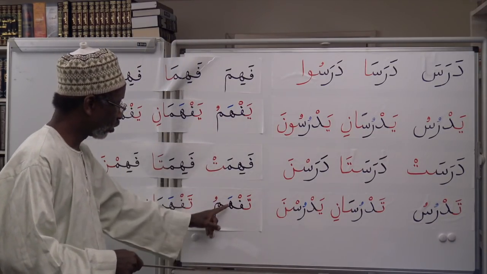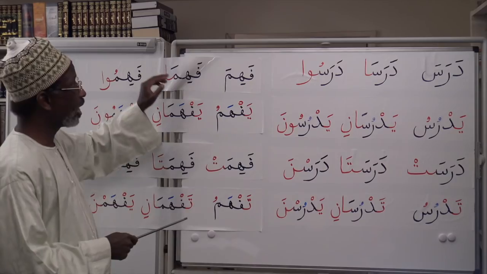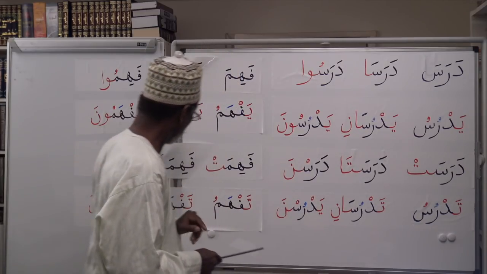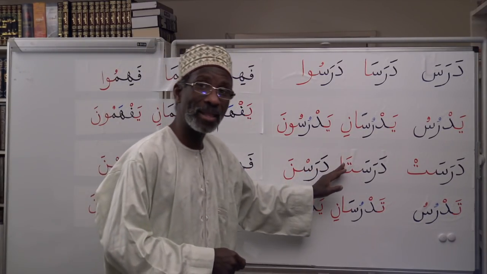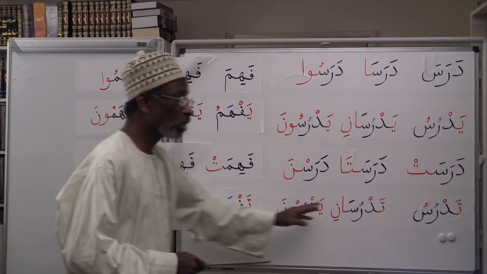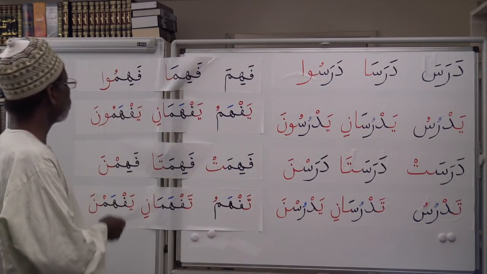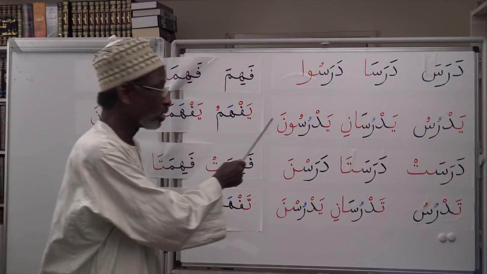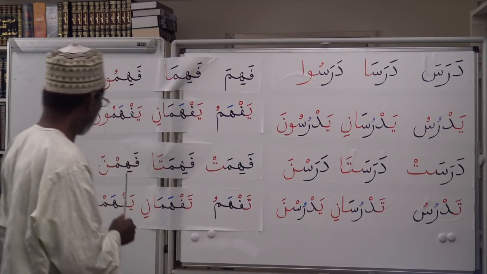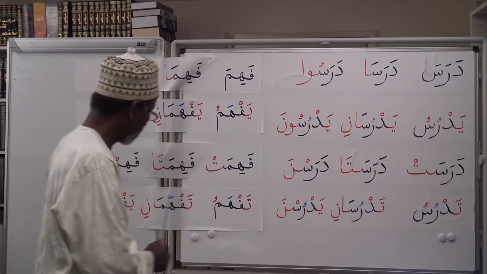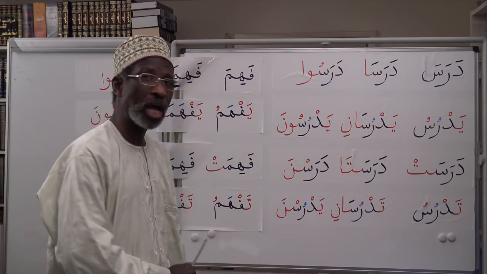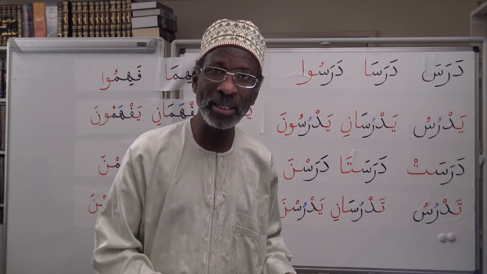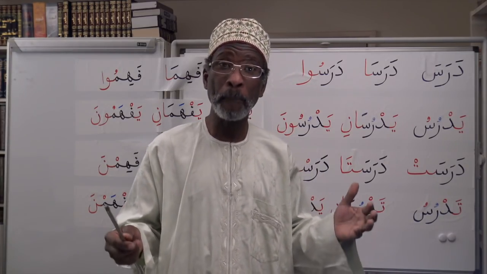So yefhamu, tefhamu, and then fahima, like darasa; yefhamani, like yedrusani; fahimata, as darasata; tefhamani, tedrusani. In the plural, fahimu, it's like darasu; yefhamuna, the same pattern as yedrusuna; fahimna, like darasna; and yefhamna, yedrusna. That is the pattern of present tense conjugation in relation to the third person.